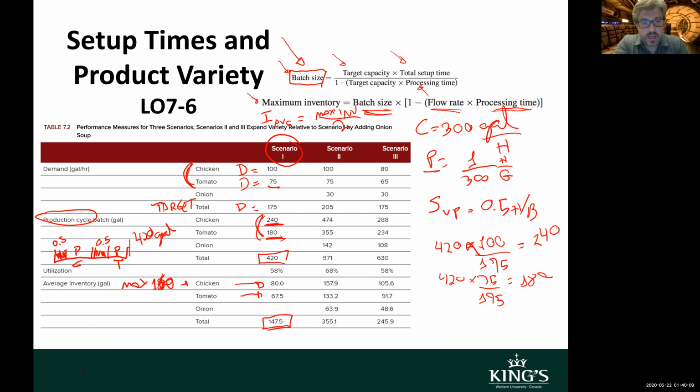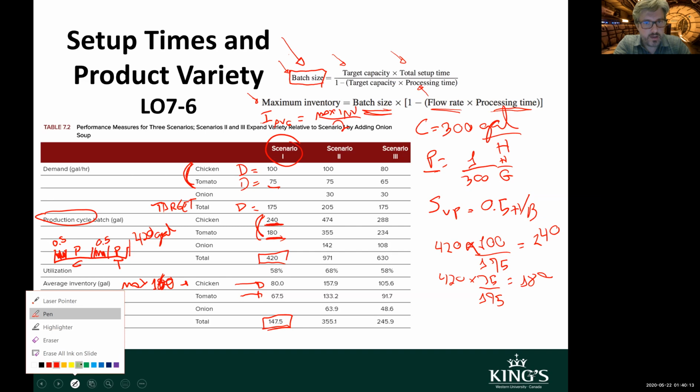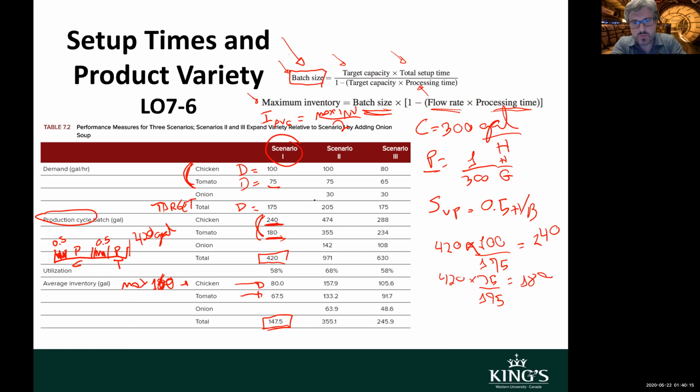Now let's see what happens. Let's see what happens when I introduce onion soup to that mix. I'm introducing 30 gallons of onion soup. That's the demand that has been introduced to my system. So let's see the impact that that has. So overall now my demand, my target capacity becomes 205.